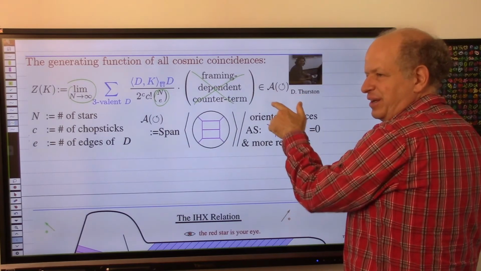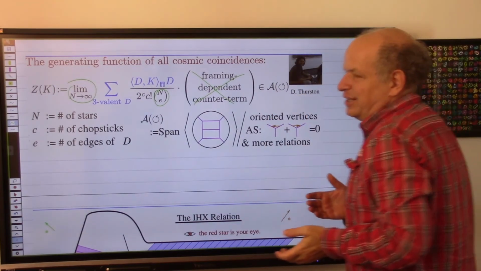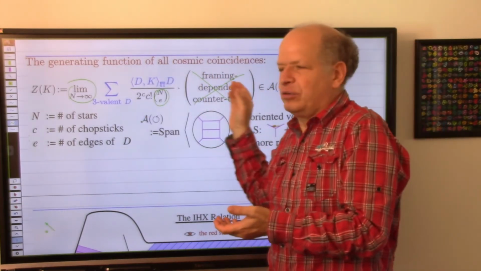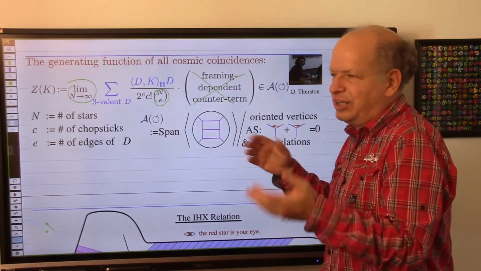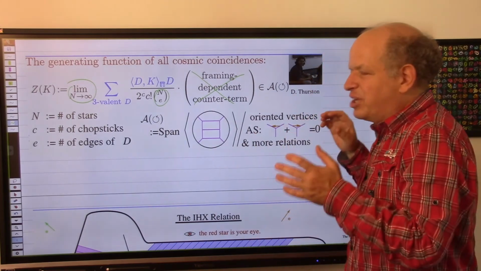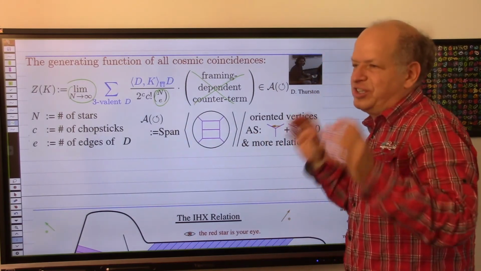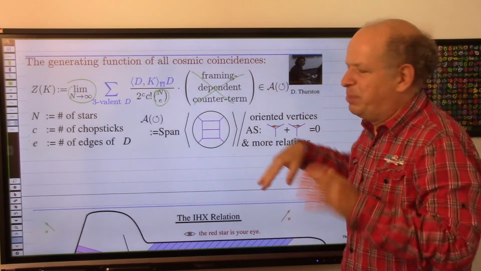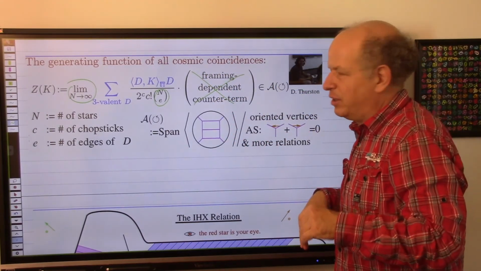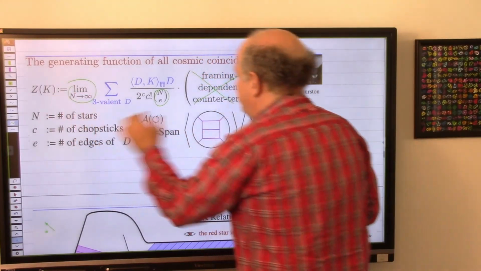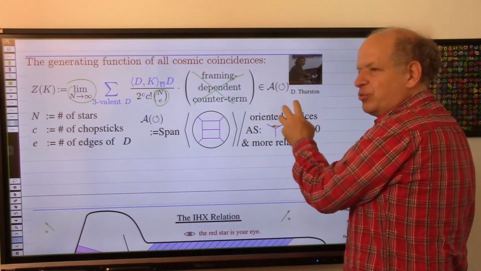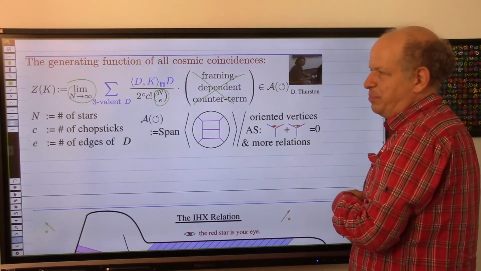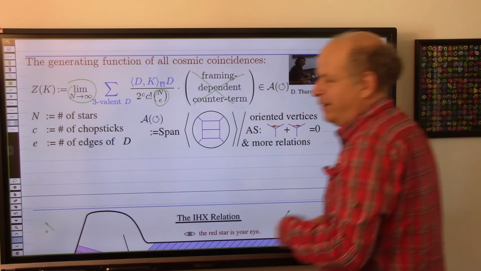And the claim is that, modulo signs, of course, I didn't tell you anything about sign conventions, orientation conventions, all that, but I'm claiming that once we put all the signs in order, and once we explain this framing dependent counter term, this will be what you wanted. This will be the universal finite type invariant. Okay?